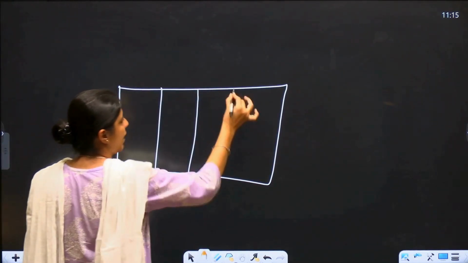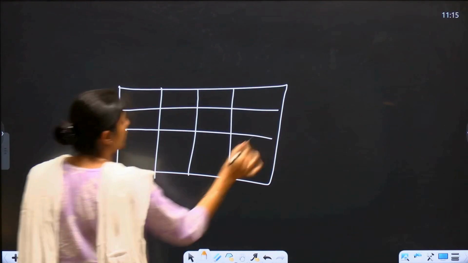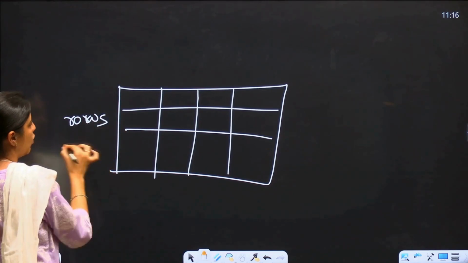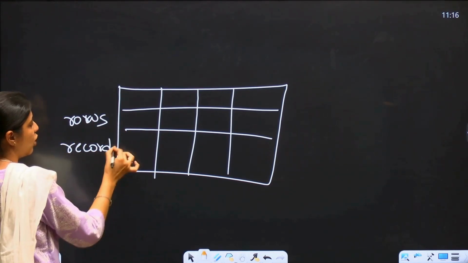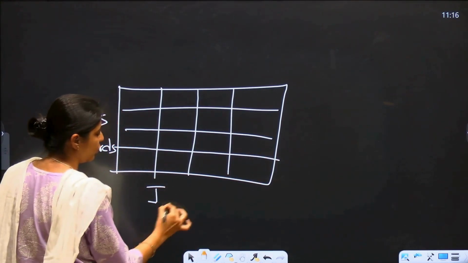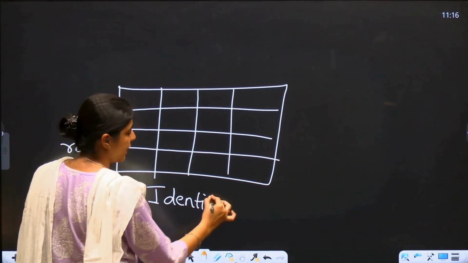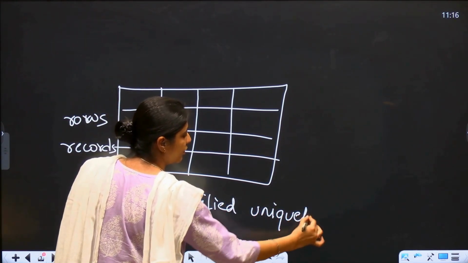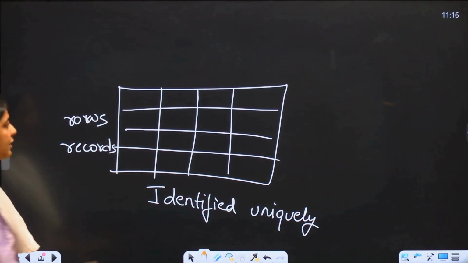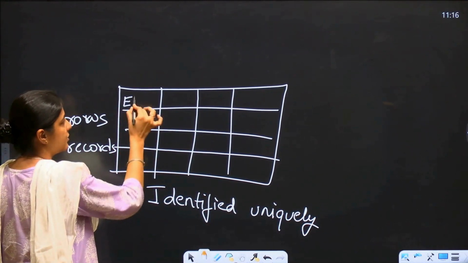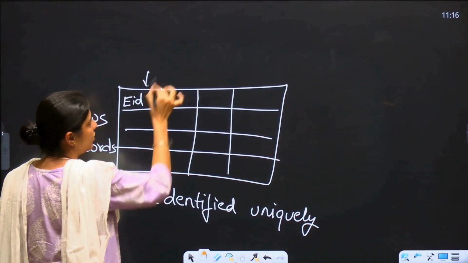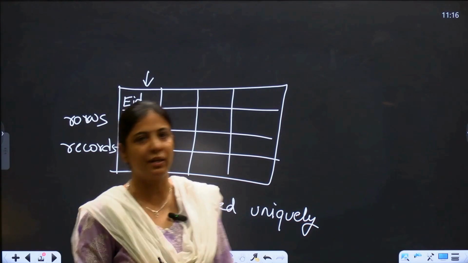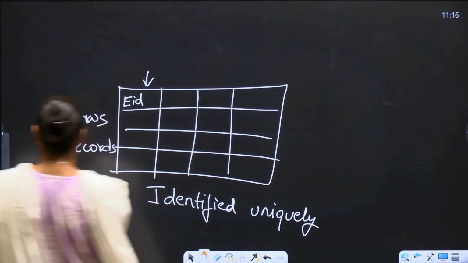When I say we have a collection of tables in a database, then when we talk about any kind of rows or records, I want all my data to be identified uniquely in my table. By uniquely, we mean that the table should have at least one attribute which can uniquely identify my tuple.